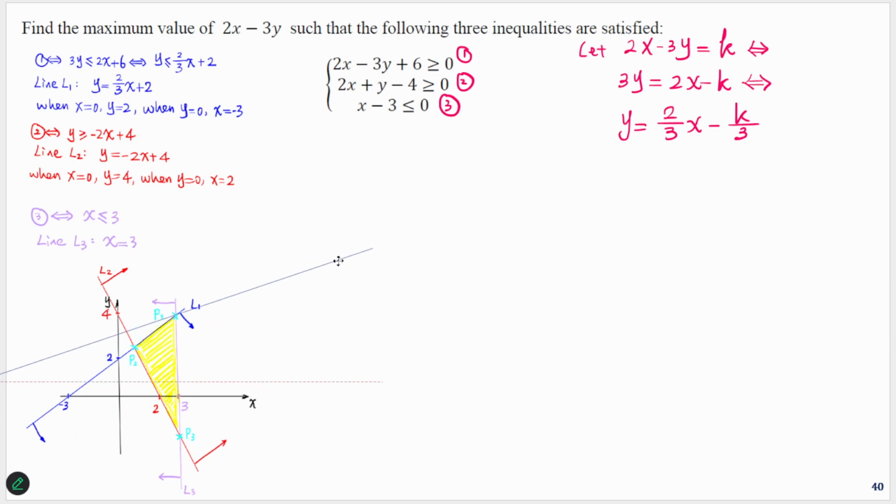The only pair of x and y that can make k maximum must be achieved at one of its vertices, right? Can you follow me? Because it's a bounded region bounded by 3 linear equations. And we want the line here to have a maximum y-intercept. Sorry, actually smallest y-intercept such that k is the largest, right? If k is the largest, then the y-intercept must be the smallest. And it can only be achieved on one of its 3 vertices.